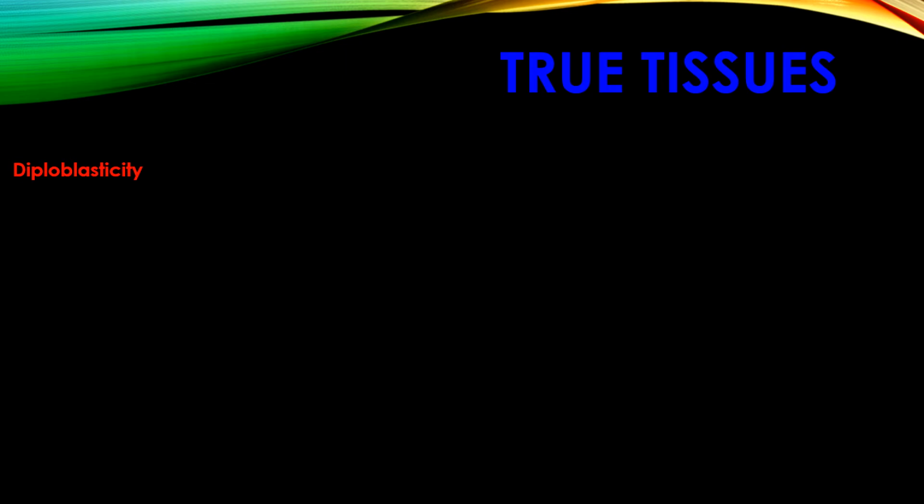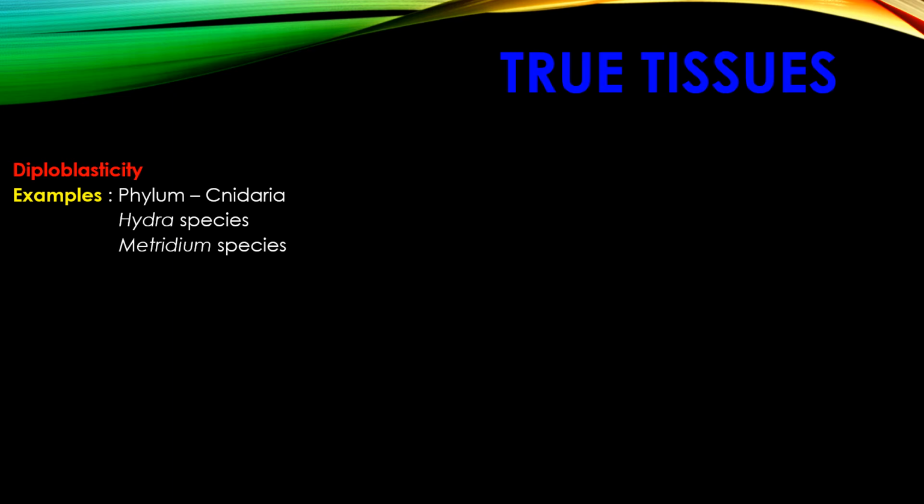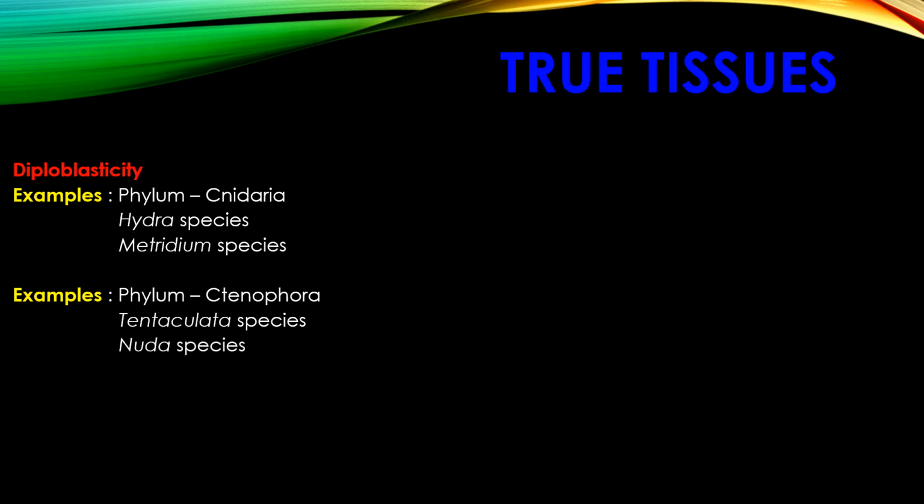I will give you a couple of examples for diploblastic animals. The phylum Cnidaria are diploblastic animals. Two examples are Hydra and Metridium. Phylum Ctenophora also has diploblastic animals, the Tentaculata and Nuda classes.